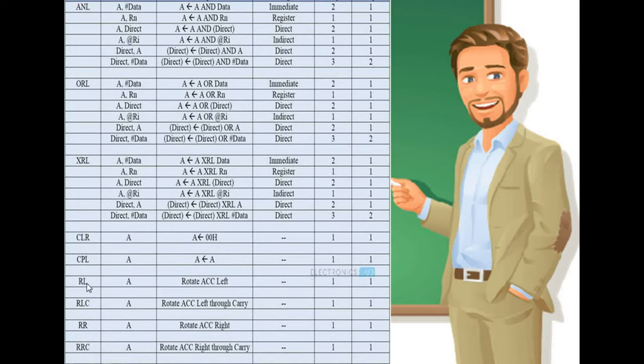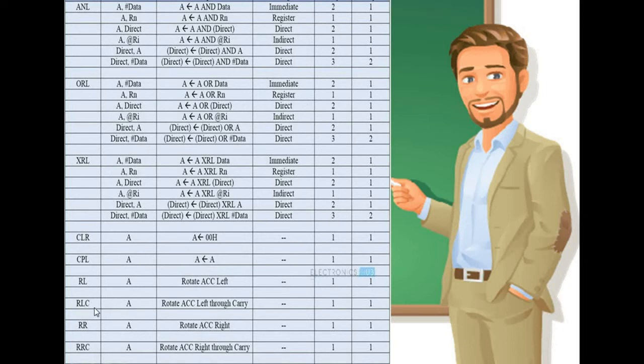Coming here, rotate left, RL A. So rotate accumulator left, but how many times? It will depend upon the count value. How many times we need to rotate left will depend upon the count value.